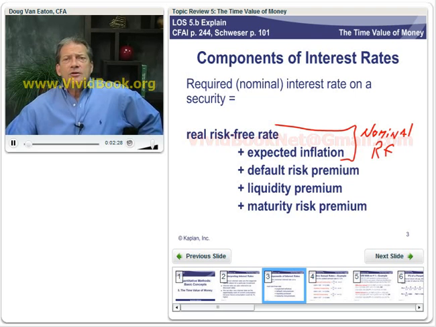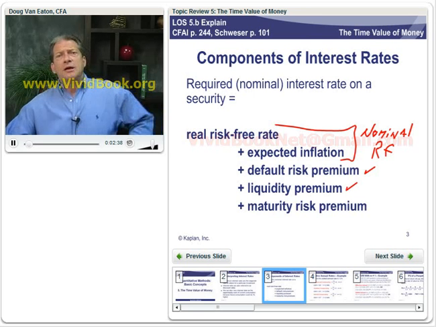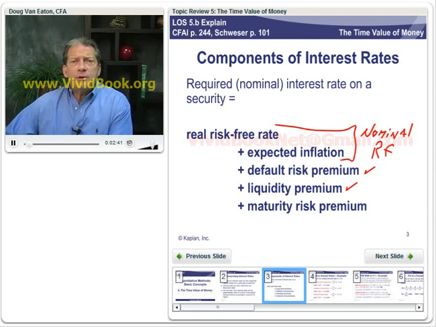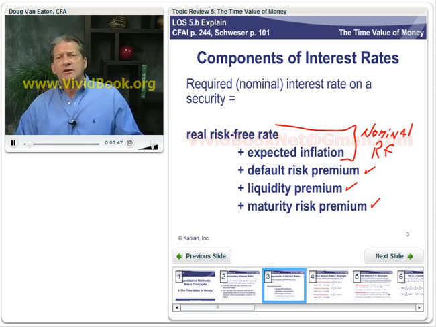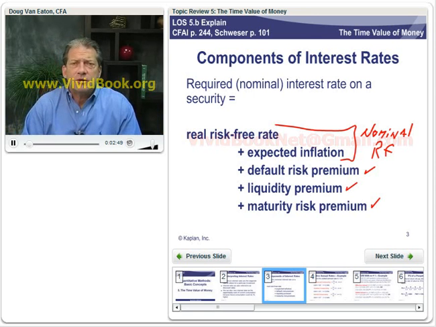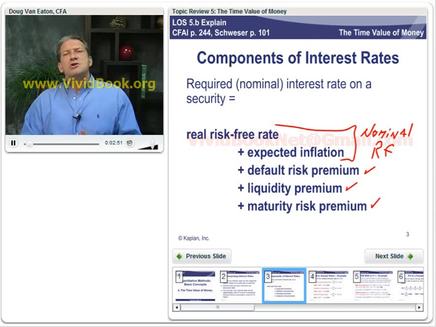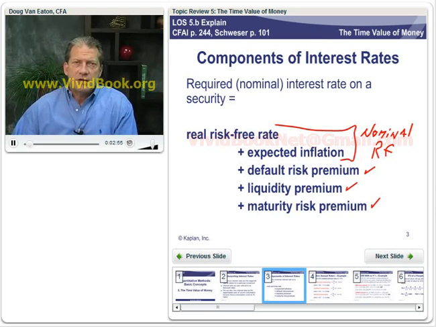But now, securities also have risk, so we add a premium for the risk of default. They may have less liquidity than Treasury bills, which have a great amount of liquidity. So we could add a premium for that. And then if we look at longer terms, especially in the debt marketplace, the marketplace for fixed income securities, then we put on a maturity risk premium, which grows with the maturity of the instrument.